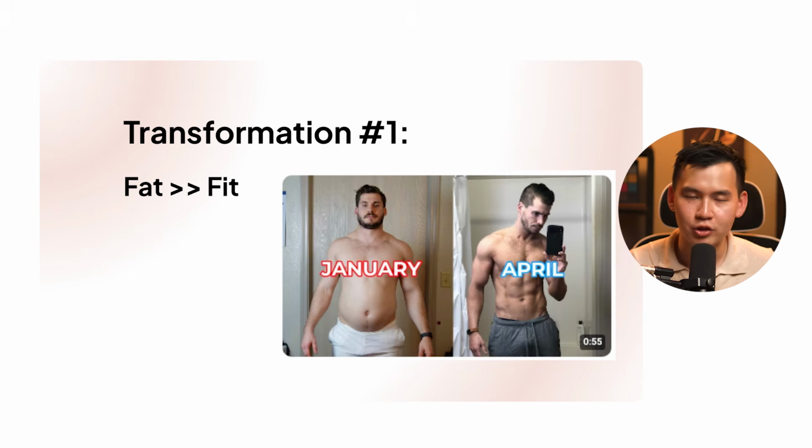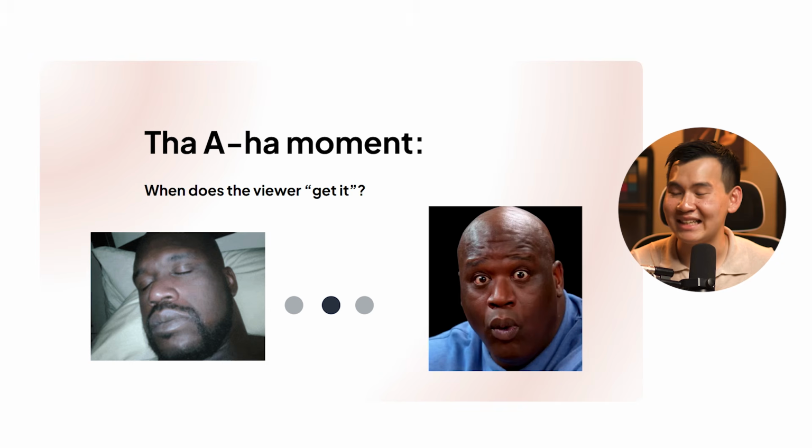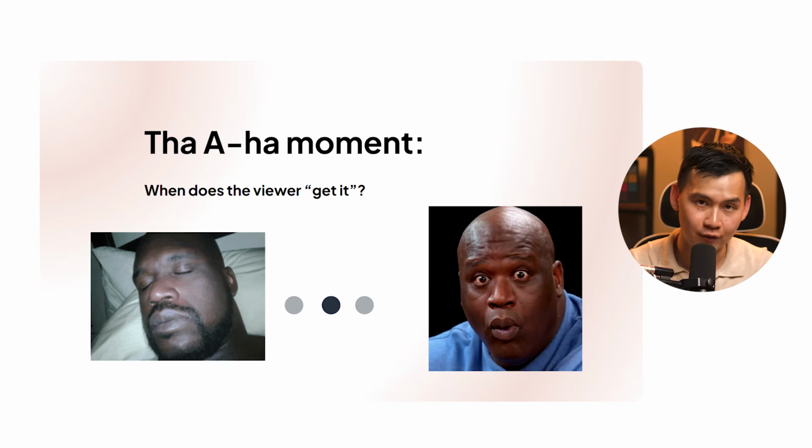So once you figure out the emotion, the next step is to figure out the transformation, right? Your video is the bridge from point A to B that you want your viewer to experience, whether it's inspiring them to go from fat to fit, or from no knowledge of AI to actually being able to use AI. And then it's eliciting the aha moment. Reverse engineering: when does the viewer get this light bulb moment? Because whenever you're watching a video, there's always a light bulb moment for the viewer, right?